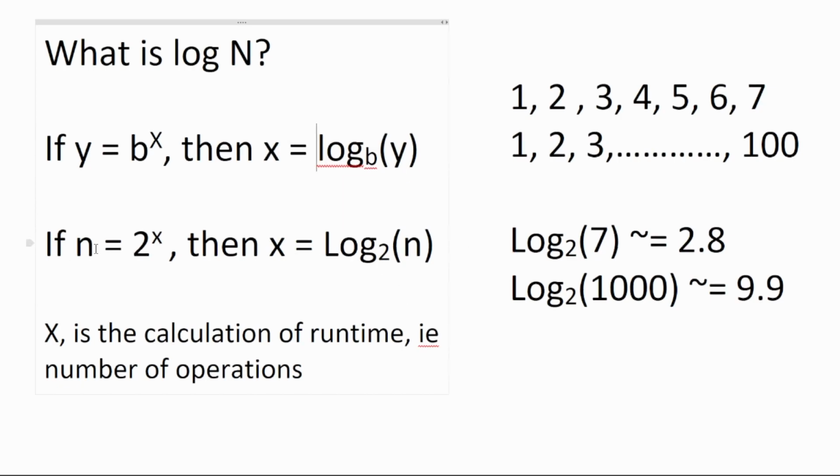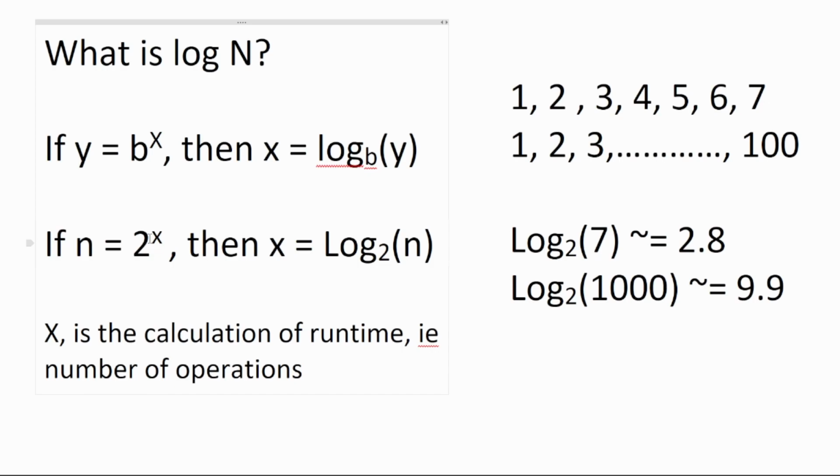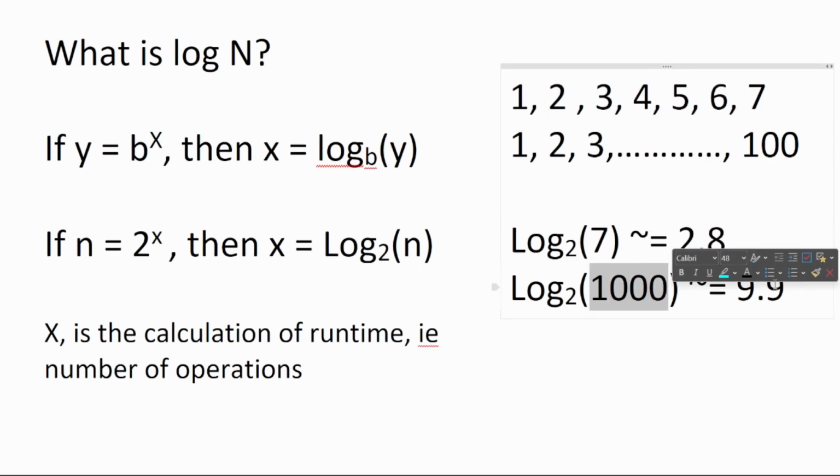In our situation, n, the number of elements in our array, equals 2 to the power of x. x is the calculation of the runtime, i.e. the number of operations. When we have an algorithm, we want x to be as small as possible. Log base 2 of n is very efficient. When we have log 2 of 7, it's only 2.8. When we have log 2 of 1000, it's only 9.9. What this means is that if you have 7 elements in an array, it will roughly take 3 operations to complete it. Whereas if you have 1000, it will only roughly take 10 operations to complete it.